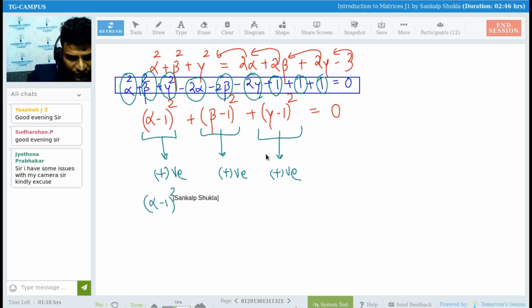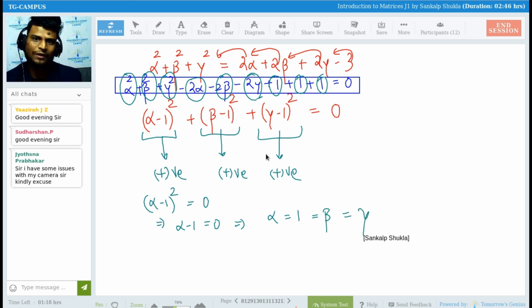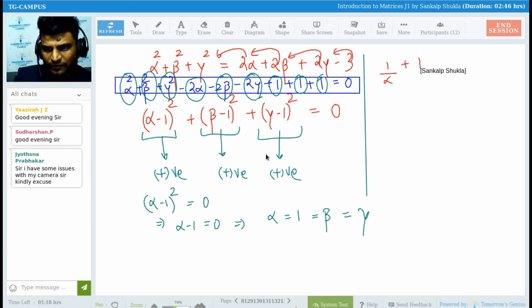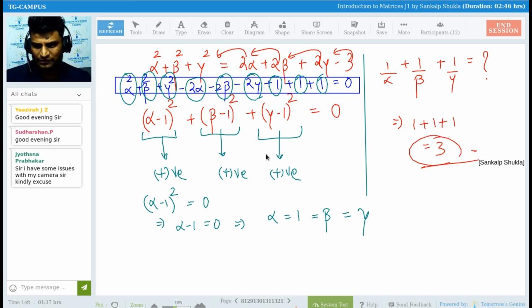That means alpha minus 1 whole square is 0, which brings me to alpha minus 1 equals 0, which brings me to alpha equals 1, so alpha equals beta equals gamma equals 1. Now what was the question? The question was to find the value of 1 upon alpha plus 1 upon beta plus 1 upon gamma, right? So it will be 1 plus 1 plus 1, that is 3. Easy. This was a question from JEE Mains 2020.